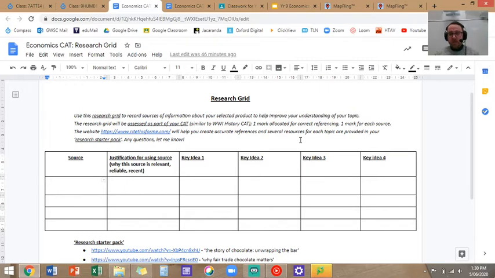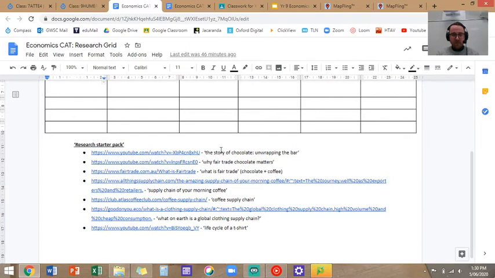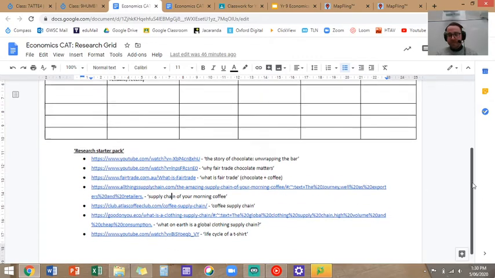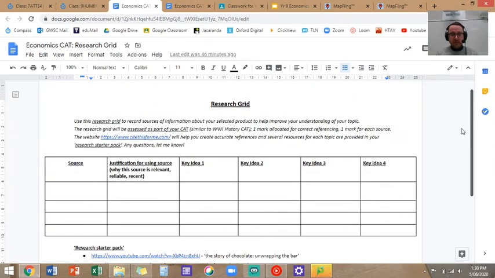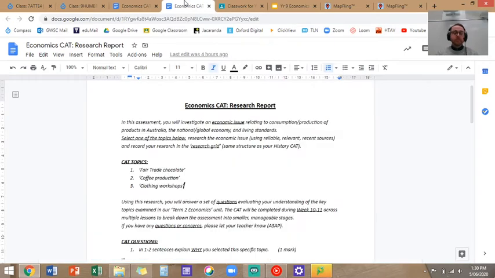Also, several resources have been provided in the Research Starter Pack, just to get you started with your research, in case you're like, oh, I don't even know where to begin with this. You can see I've got a couple of videos and an article for chocolate and coffee, another article for coffee, love my coffee, and then a couple of fashion ones down here, or clothing ones. So that's the first step. You'll spend 1 or 2 lessons, probably 2 or 3 if we're being honest, working on our research grid, and then we'll be able to do these questions here.